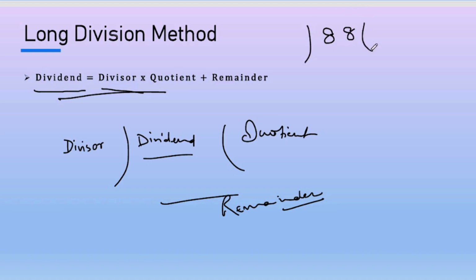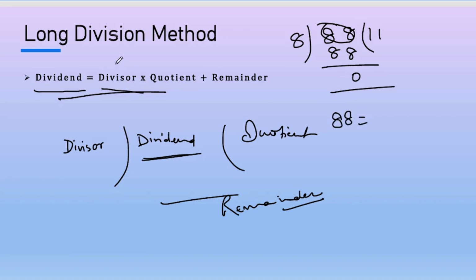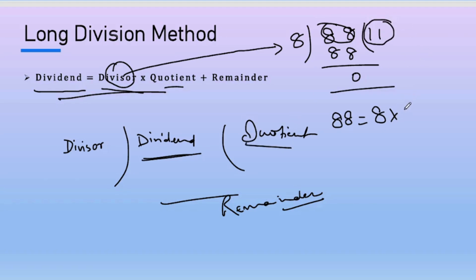88 divided by 8. How many times was it? 11, right? 88, 0. So it says that dividend, which is dividend? 88. Dividend is equal to divisor. What is divisor? This is divisor. 8 multiplied by quotient. What is quotient? This number. What is this number? 11. 8 multiplied by 11 plus remainder. What is remainder here? 0. Solve this. 8 multiplied by 11, 11 eights are 88, plus 0 is equal to 88.